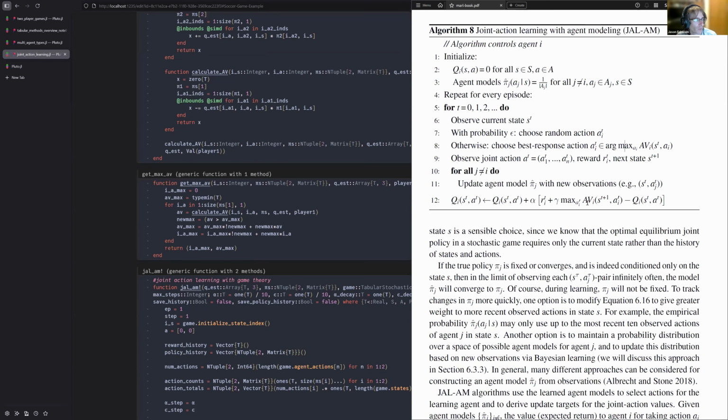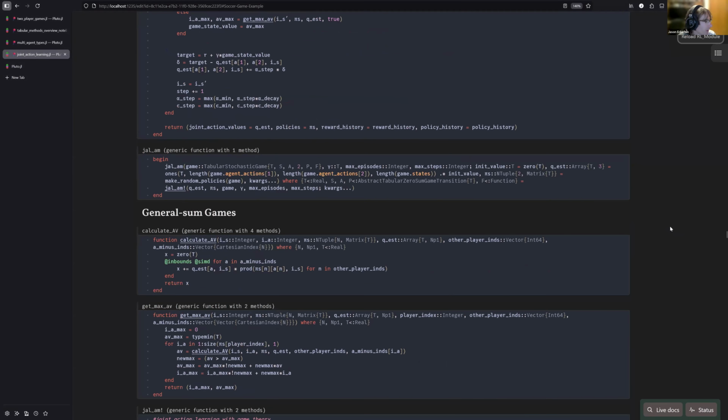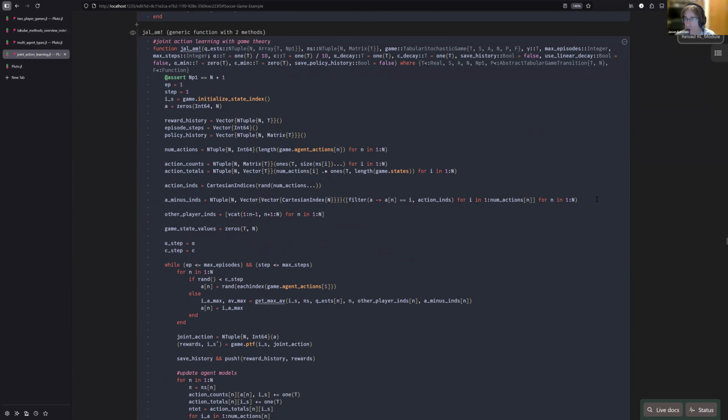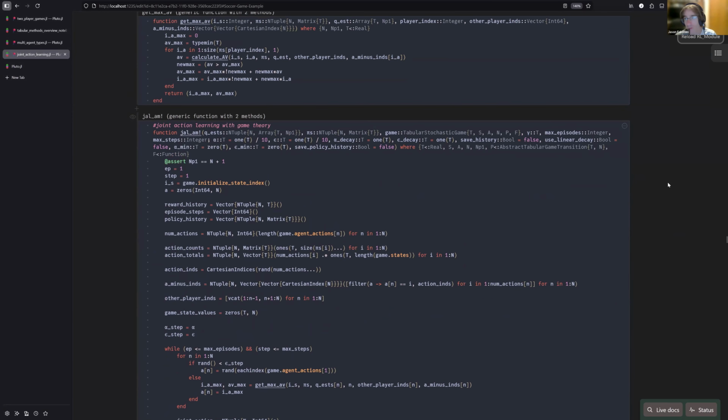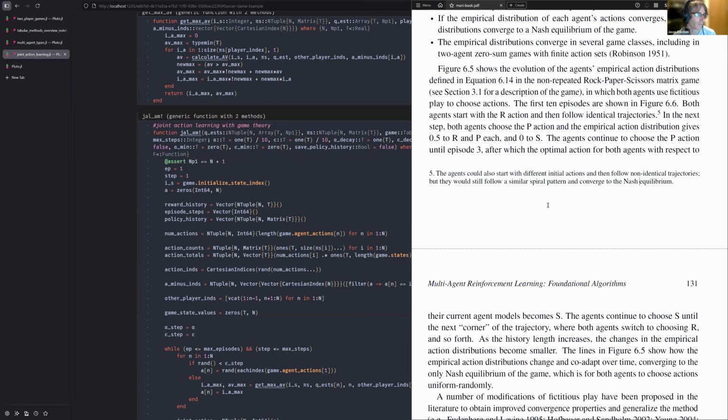Right, we need to go through and compute these, and we just need to figure out which action for the one agent that we're concerned about maximizes this. So we can also do this for general sum games. It just involves looping through more of the other agents' actions. This we can apply to any stochastic game. Now, it might not converge. That could be a problem. But we can apply this algorithm to any stochastic game.